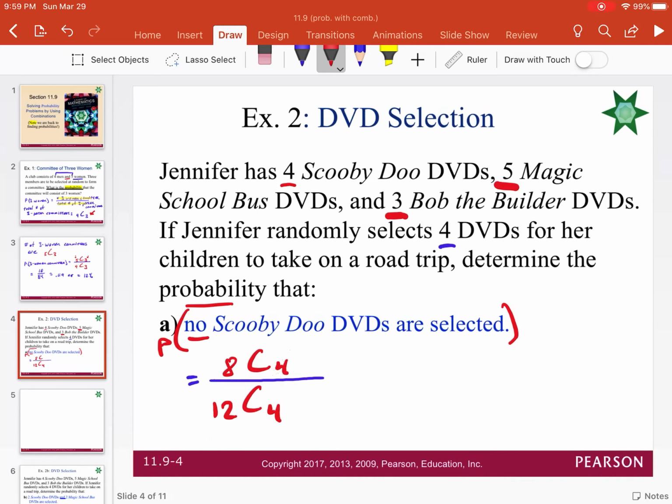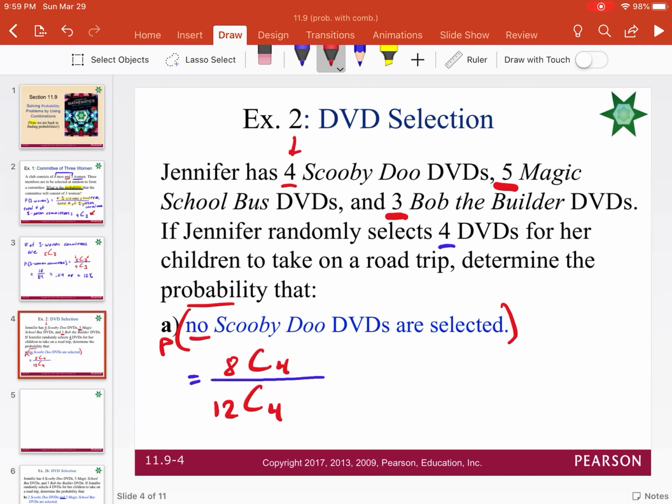4. So remember, in a probability problem, the top always takes into account whatever restrictions or whatever desires you have on the outcome. The bottom is always neutral. The bottom is always total. So the bottom is total groups of 4, and the top is groups of 4 that will not have Scooby-Doo, right? 12 minus the 4.